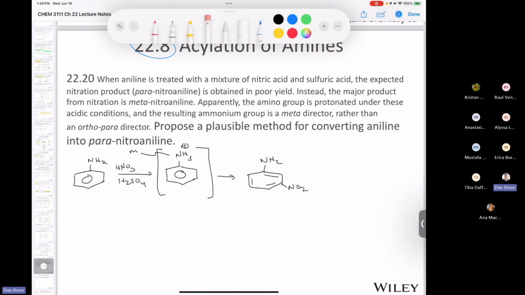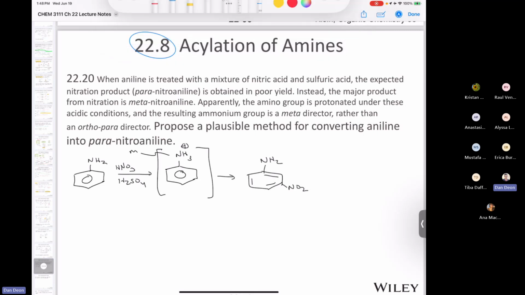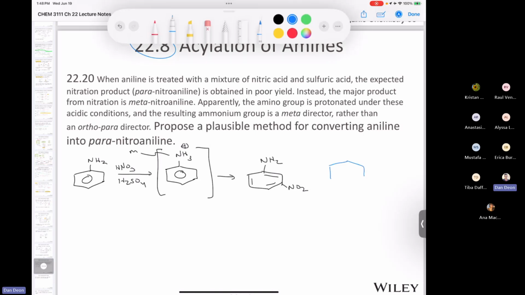It says, rather than the ortho-para director, propose a plausible method for converting aniline into para-nitroaniline. So the question is, how can we take aniline and make this compound, para-nitroaniline? Well, the answer is to install an acyl group. If we install an acyl group, we still have an ortho-para director, so we can install our nitro group, and then we can just hydrolyze it in the end.